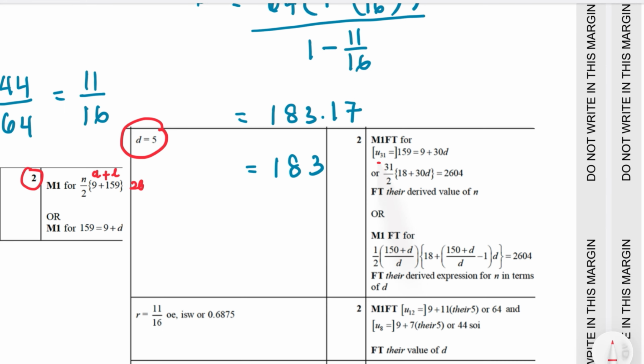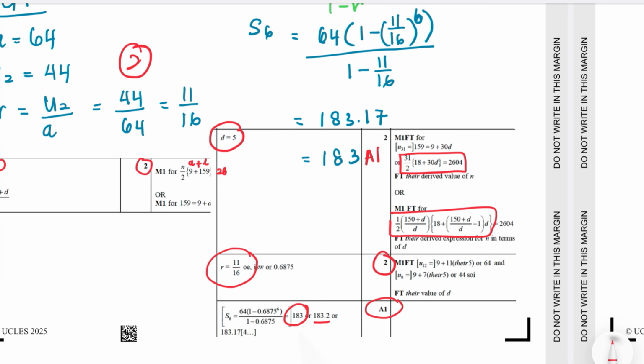And when we reach r equal to 11 over 16, that is also 2 marks over here. And when you get to your last final answer, 183, this is a 1 mark. Accepted answer also 183.2 or 183.17, which is this one.